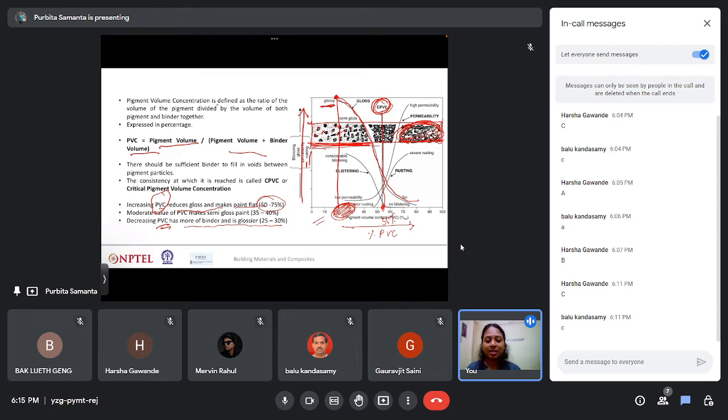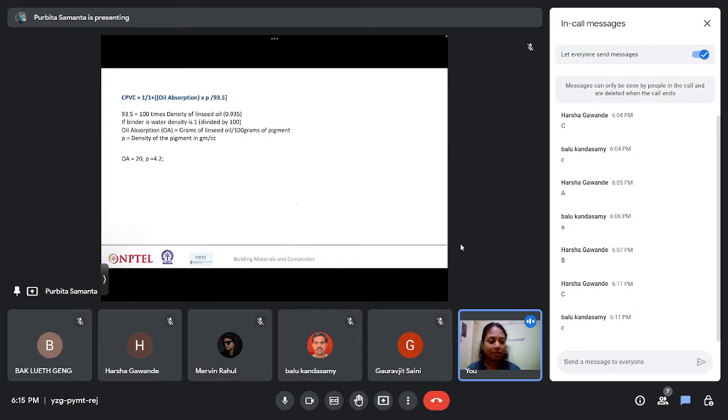And what else did we learn from the CPVC? We also learned how to find out the CPVC, and accordingly we use this formula: 1 by 1 plus oil absorption into rho by 93.5. We have written it in English as P, but this is basically rho, the Greek letter, which represents the density. Don't get worried about this; in the video lectures ma'am has told rho and this. So I hope you all remember this one. This is basically the density of the pigment in gram per cc.